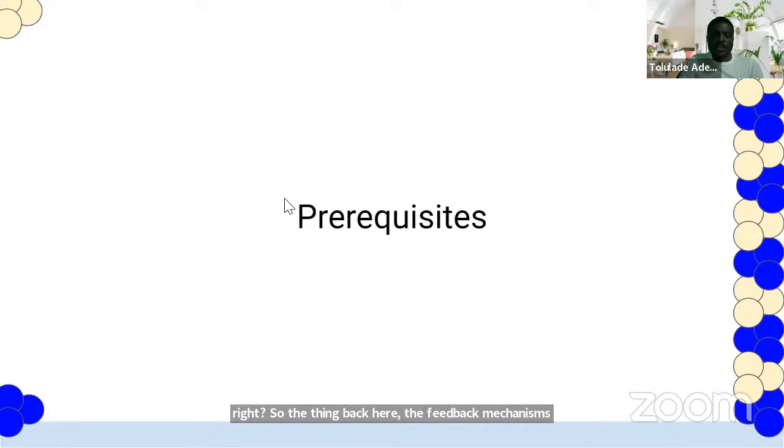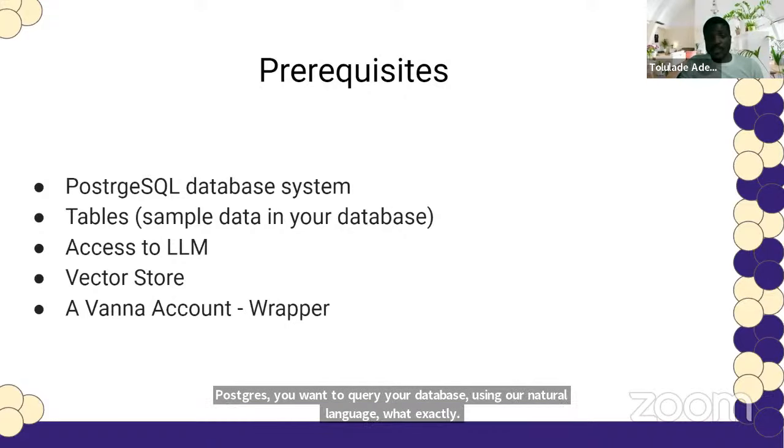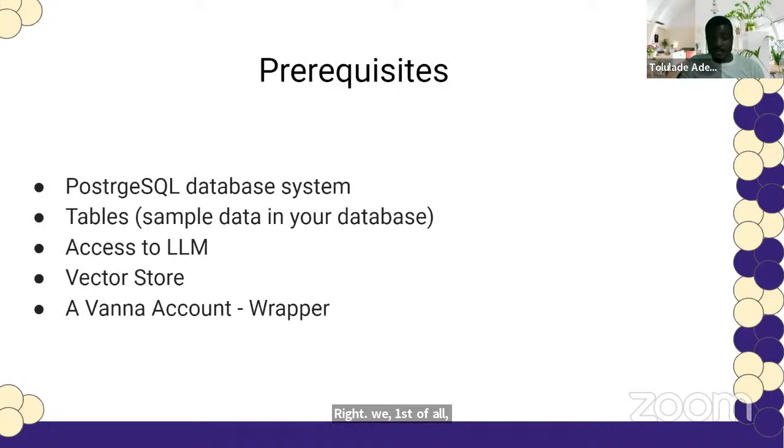Yeah. So one of the fundamentals that we need to look at here is the prerequisites, right? Like what exactly I'm going to be needing in this particular session. I'm just going to be walking you through what it would take to build a simple text to SQL system. You have your database right now on Postgres. You want to query your database using natural language. What exactly do you need, right? First of all, you need your Postgres database system as a PG admin. You need your tables, you need your sample data, for example, in your database. You also need access to an LLM.